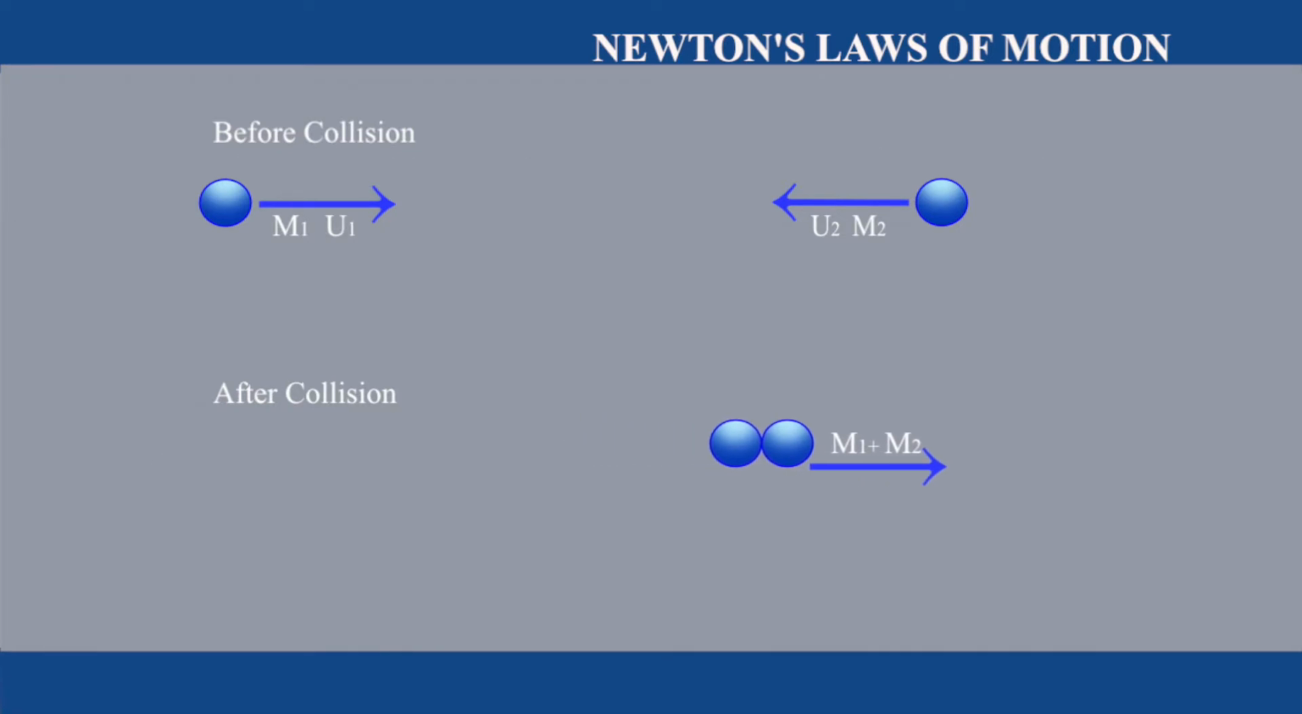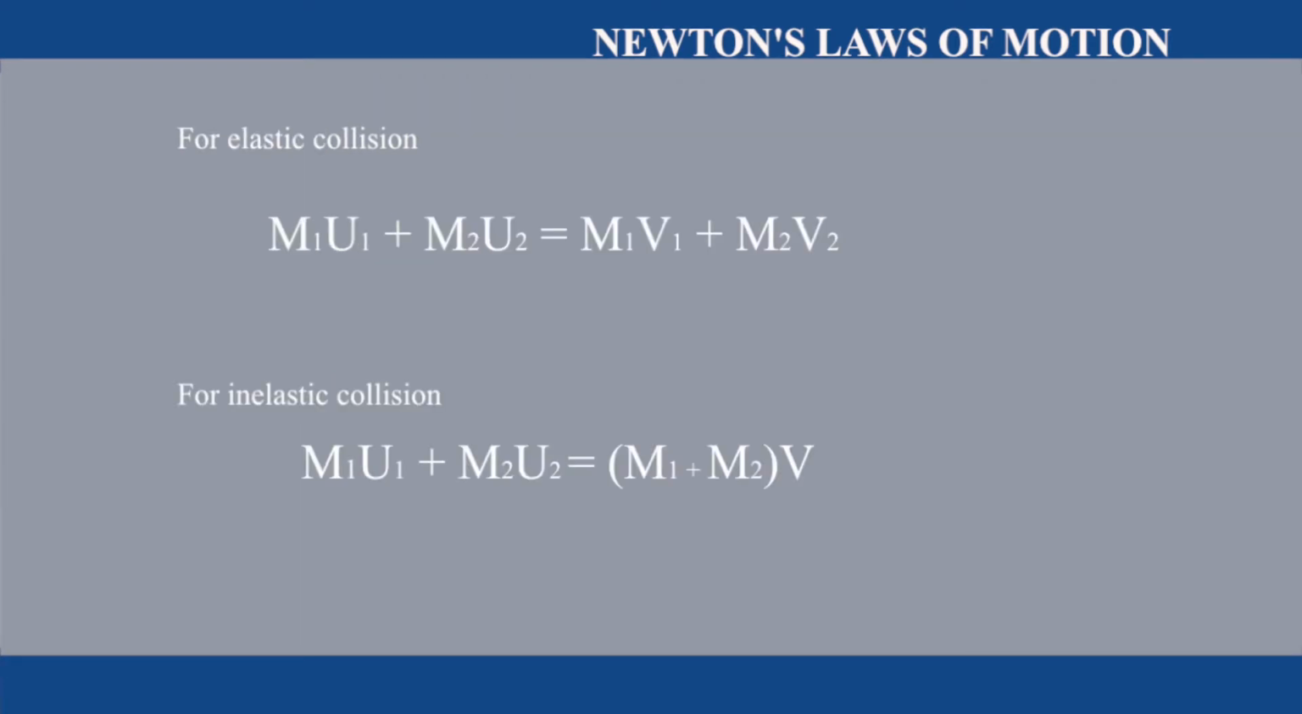If they collide elastically, and after collision the bodies were moving with v1 and v2 respectively, then by the principle of conservation of linear momentum, we have m1 u1 plus m2 u2 equals m1 v1 plus m2 v2.